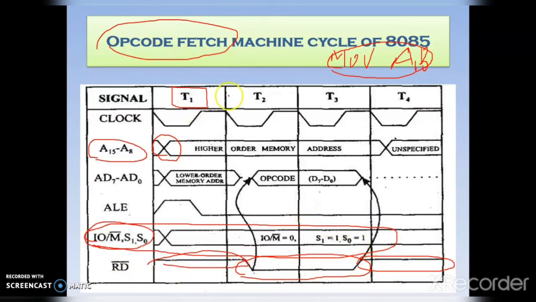Again I am repeating the concept. During the T1 state, the higher order address bus is enabled, the lower order address bus and data bus are enabled, the address latch enable signal is also activated, and the status signal is activated. The read signal is high in this state because the read signal is active low. So, it is enabled during T3 and T4 states.